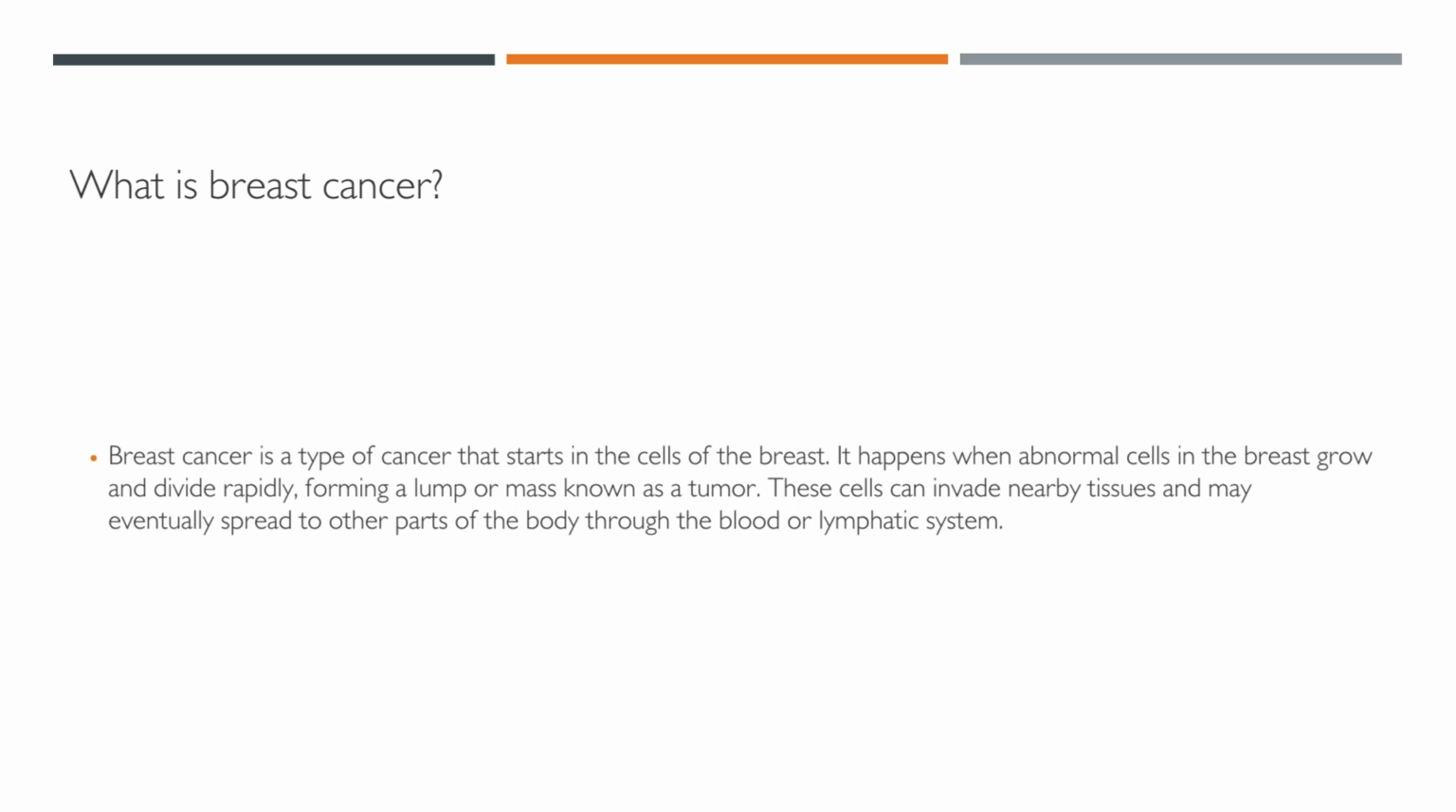What is breast cancer? Breast cancer is a type of cancer that starts in the cells of the breast. It happens when abnormal cells in the breast grow and divide rapidly, forming a lump or mass known as a tumor. These cells can invade nearby tissues and may eventually spread to other parts of the body through the blood or lymphatic system.